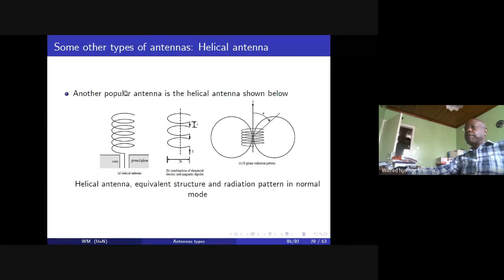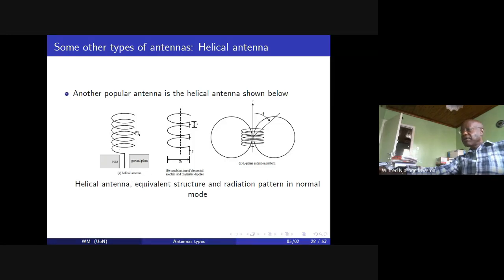Another popular antenna of this nature to produce a circularly polarized wave is what we call a helical antenna, as shown below. It's more like a coil, an inductor coil or a spring coil, and it's fed by a coaxial line, and this would be a vertical helical antenna.